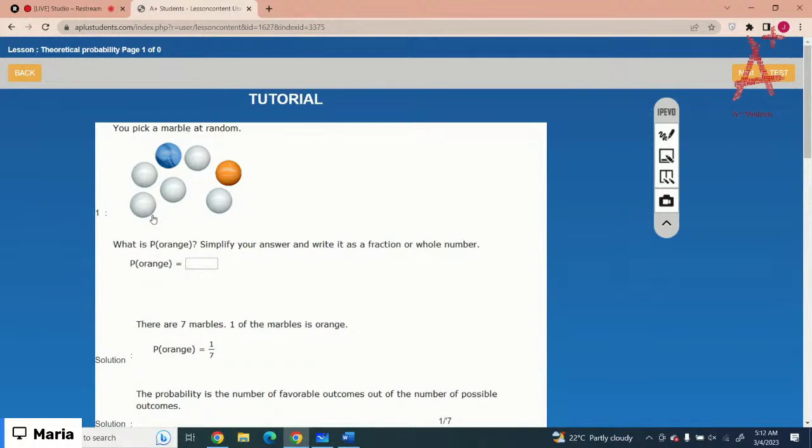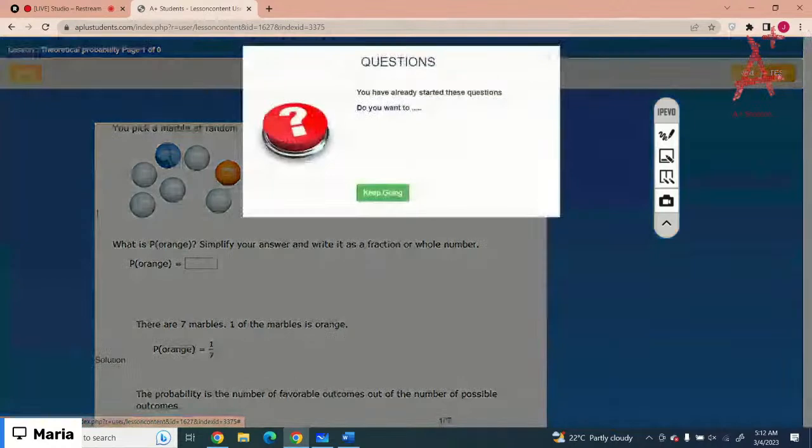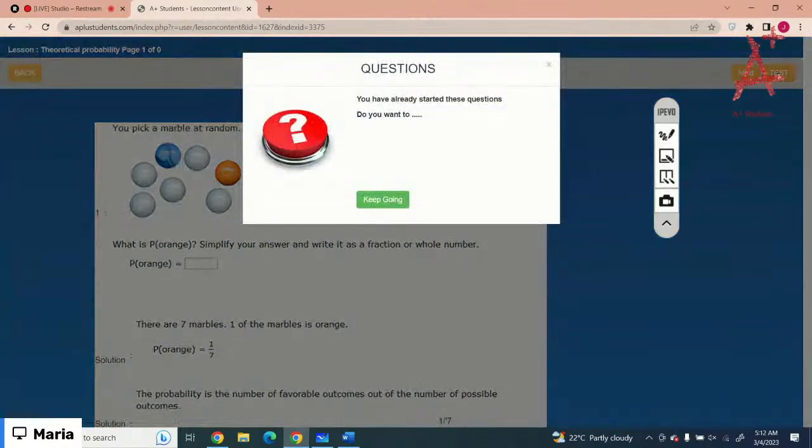Got it? That means the probability is the number of favorable outcomes out of the number of possible outcomes. The possible outcomes are 7, the total outcomes. And out of the total, the orange one is just 1. So the probability of getting orange is 1 over 7. Got it? Let's start with the test. You can do the rest of the tutorial questions by yourself.